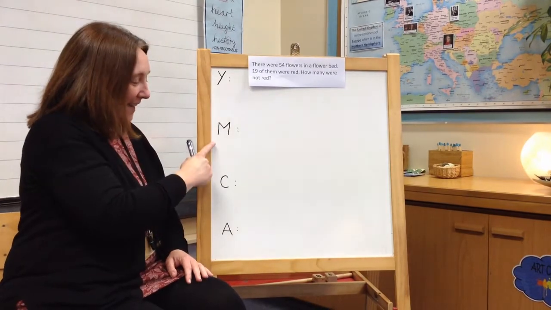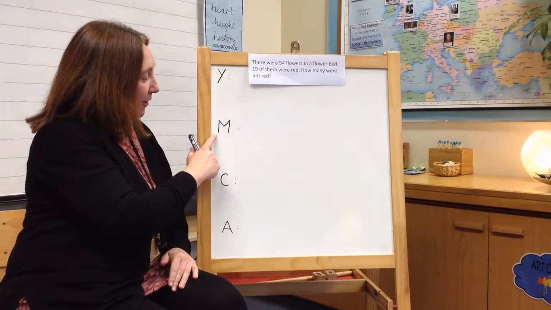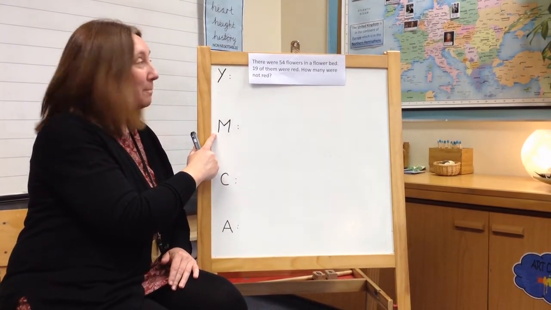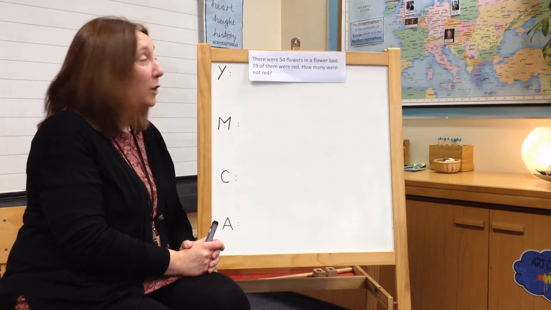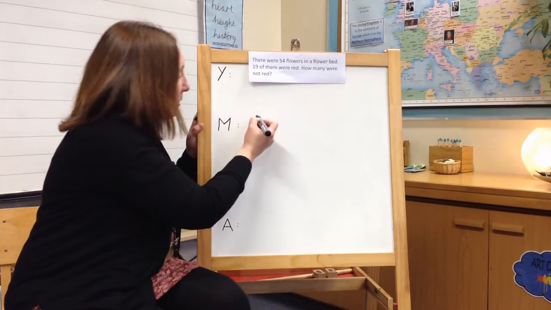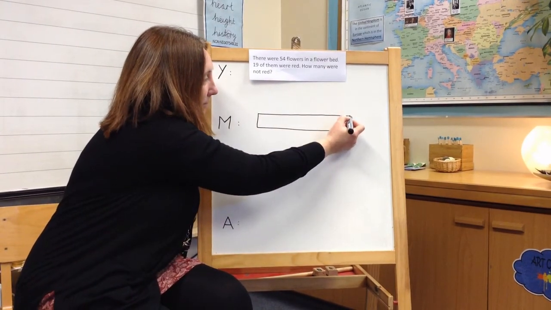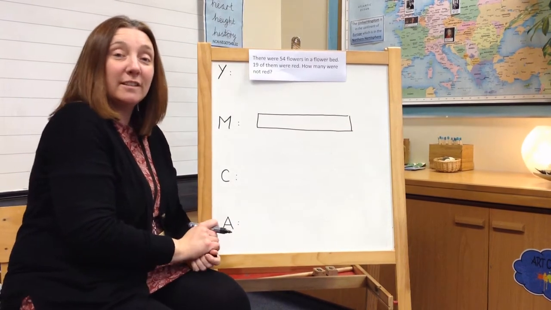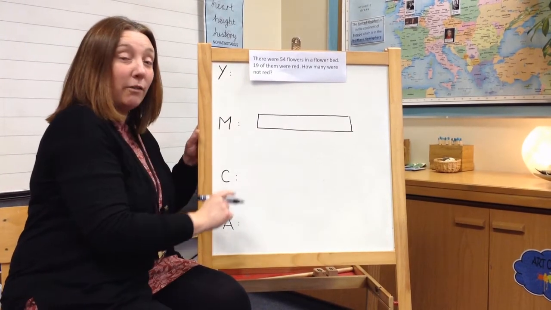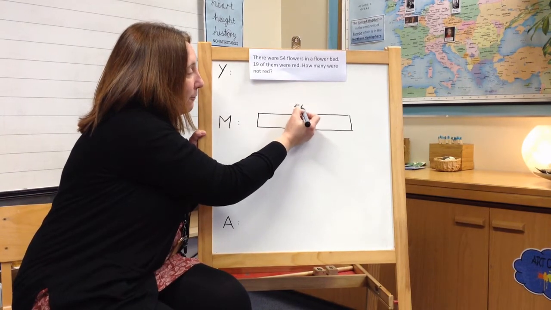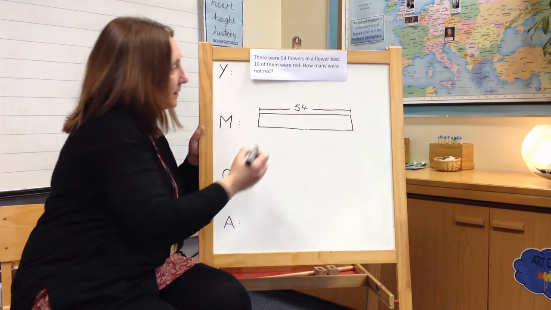Let's do YMCA. Y is you, or us together. The first thing we need to do is model the problem. We know this is a part-whole problem because we've been given the whole, the total number of flowers in the flower bed. So I need to draw a bar to represent that. It's really important that you label the bar correctly, as I'm going to show you now. So the value of the whole of that bar is 54. And you need to put in your horizontal line to show that.